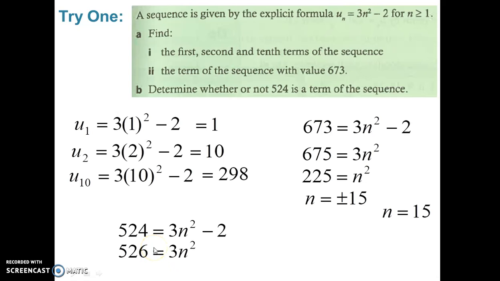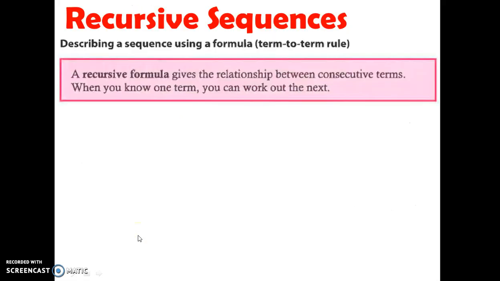Add 2 on both sides, 526. Divide by 3, you get a decimal number, 175.33. If you take the square root of that, you'll also have a decimal number. So it's like saying to get 524, we have to go to position number, and it's going to be some decimal. Well, again, positions can only be whole numbers, so these values of n can only be positive integers. So this does not work. It means that 524 is not one of the terms in this sequence.